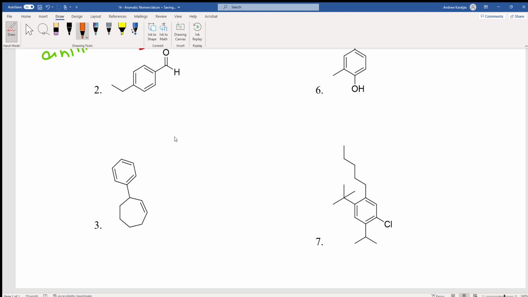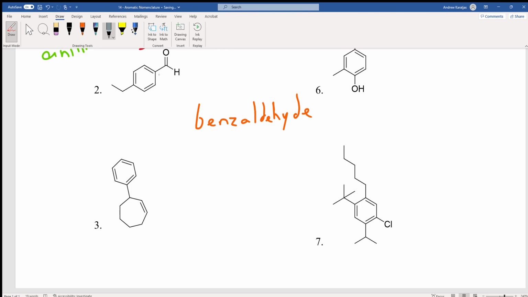All right, now number 2, also disubstituted, but probably a little bit more straightforward. The aldehyde we've seen before, and we know that that group gets named as benzaldehyde. The ethyl doesn't really have a common name when it's the substituent on the aromatic ring, so we'd use benzaldehyde as our root here.